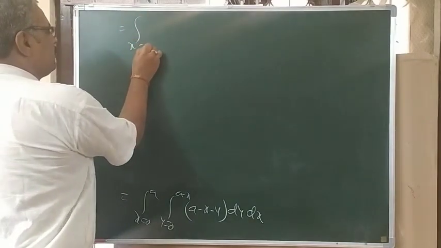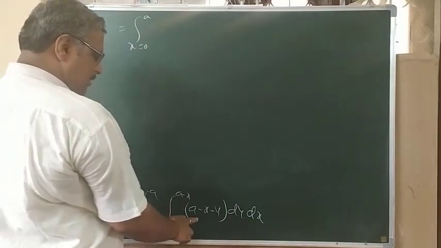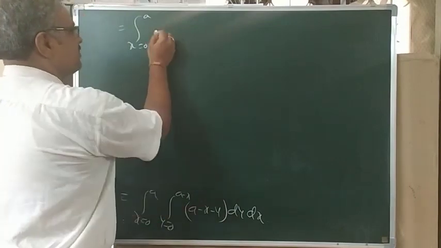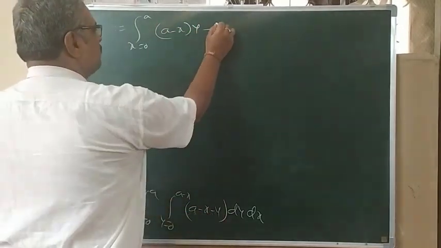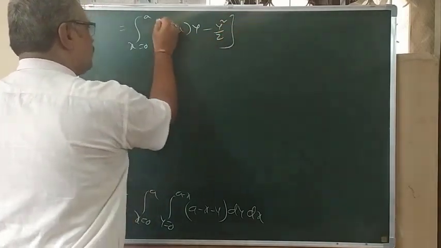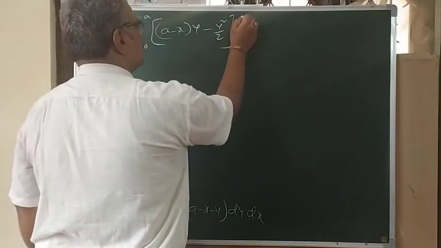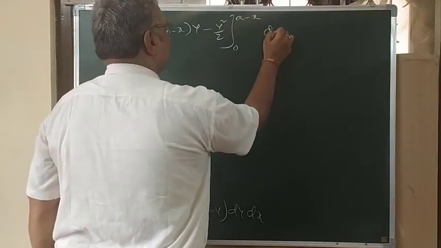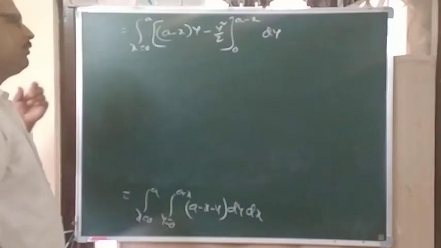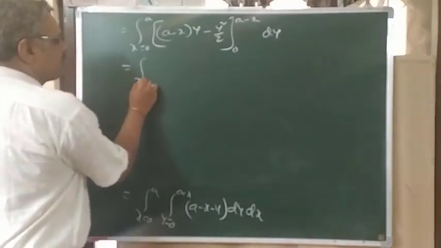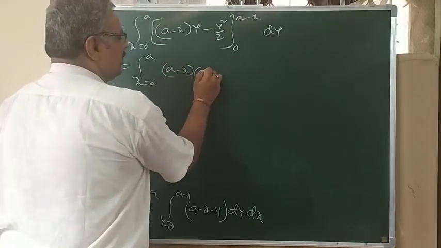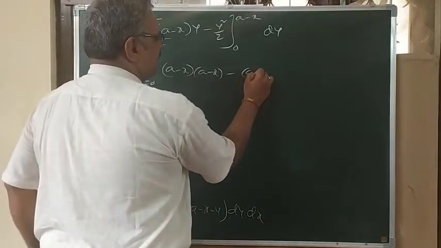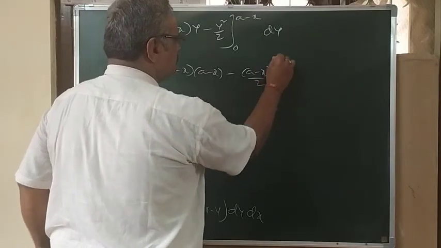x is 0 to a. Now integration with respect to y: a minus x is constant, the integral of dy is y, and the integral of y is y square by 2. Earlier we solved the same problem using double integrals, now using triple integrals. x is 0 to a, (a minus x) into (a minus x) minus (a minus x) whole square by 2.